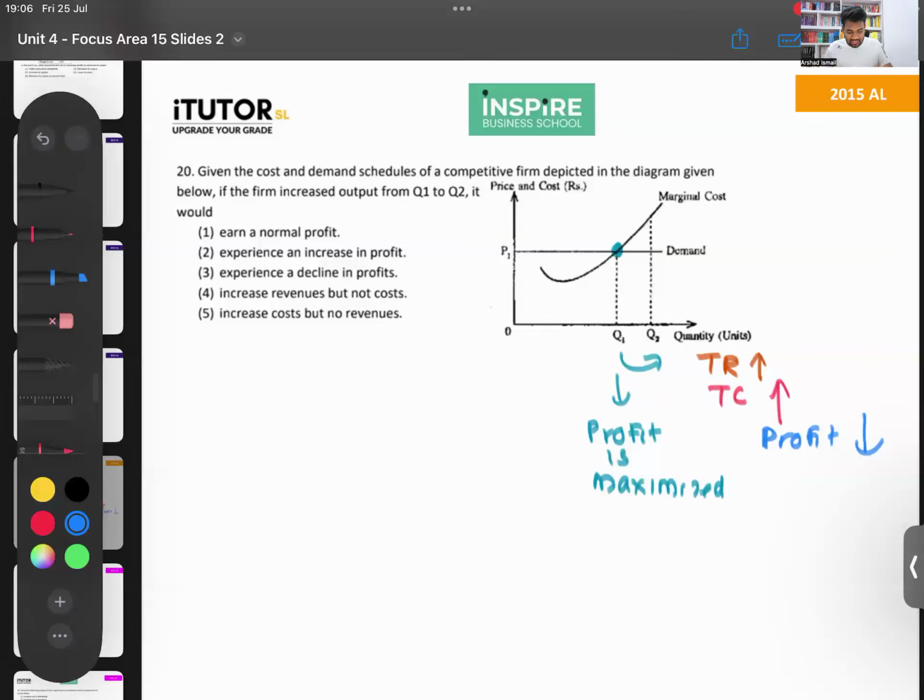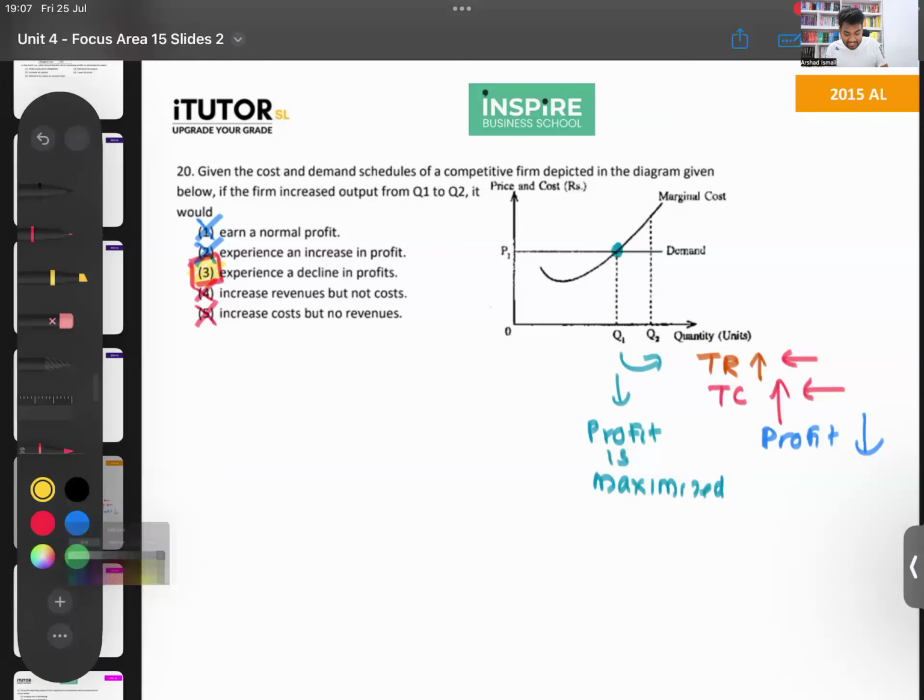Number one says normal profit, that we can't conclude. Experience an increase in profit? No. Experience a decline in profit? Yes, because remember, Q1 is where MR equals MC. Q1 is the point where your profits are maximized. So whether you decrease output or increase output, your profits have to fall, because at Q1 only your profits are the highest. The fourth one says increase in revenue but not cost. No, revenue also increases but cost increases much more. The last one says increase in cost but no revenue. Cost increases, revenue also goes up, so both actually increase. So the answer is number 3.